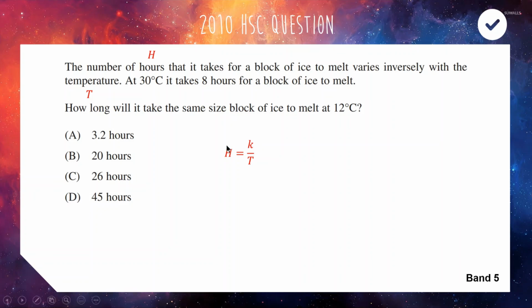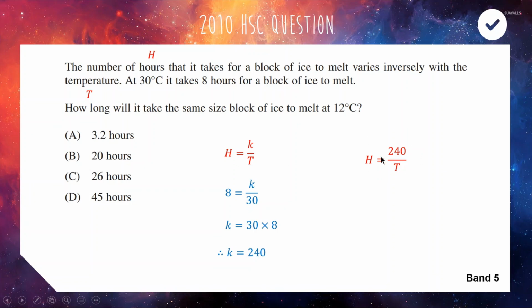All right, now 30 degrees is going to be temperature, which is T, and 8 is going to be hours, H, and we can figure out what K is. All right, we're going to multiply the 30 across. So we're going to get K equals 30 times 8. So we get 240.